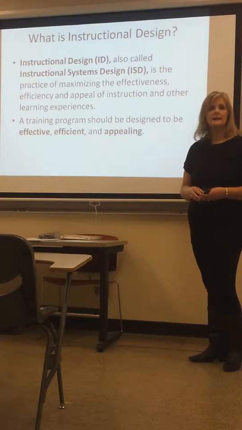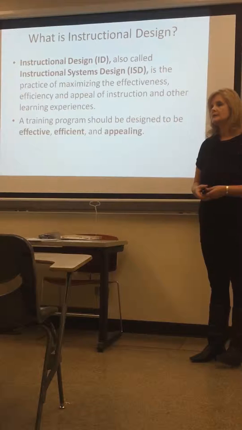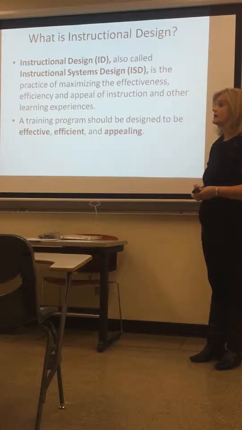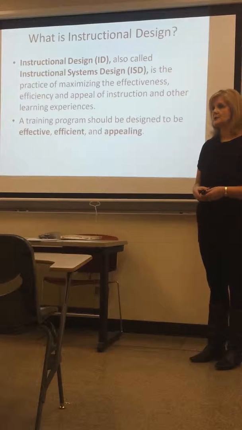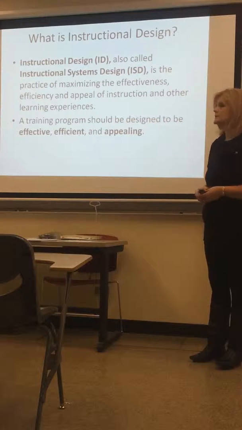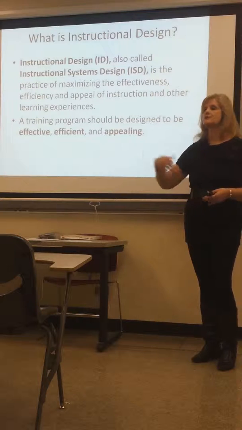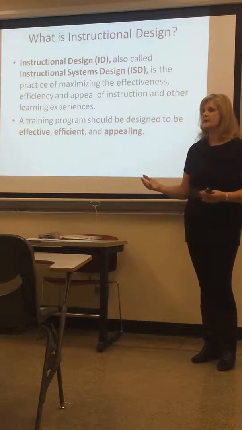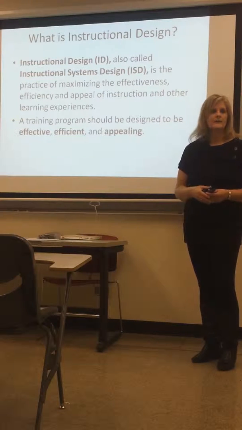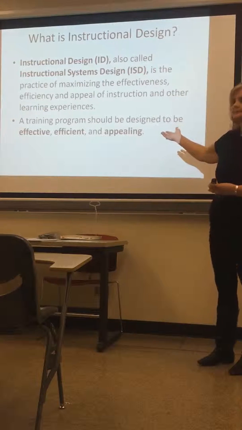The last one, appealing, means that you need to engage your learners. You need to incorporate different types of activities that are going to gain their attention and maintain their attention. So it has to be something appealing. Usually what we do with adult learners is we tell them what's in it for them. At the end of this training course, you will be able to, and you say what the goals of the training course are. And if those goals are in line with the learner's goals, it's appealing to them.